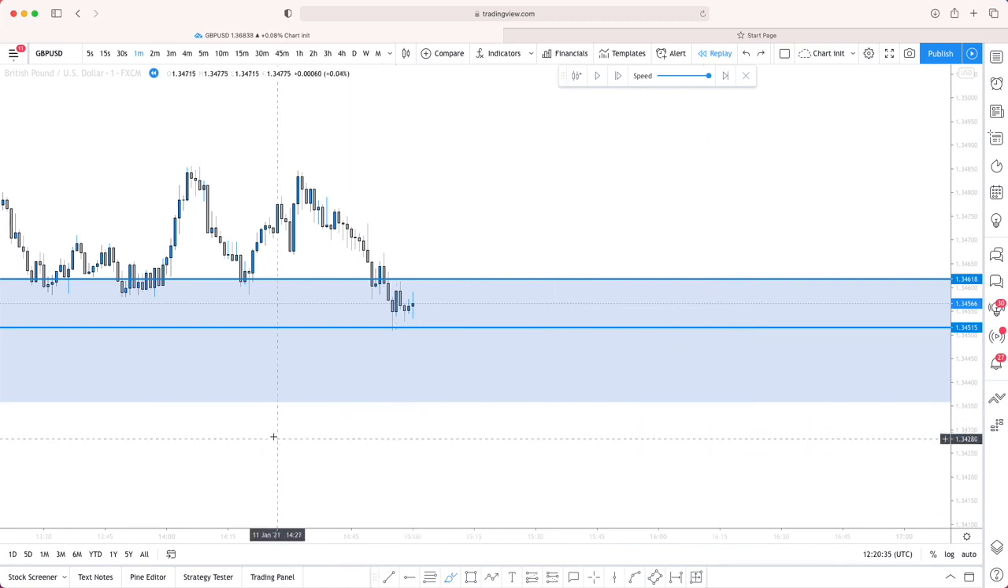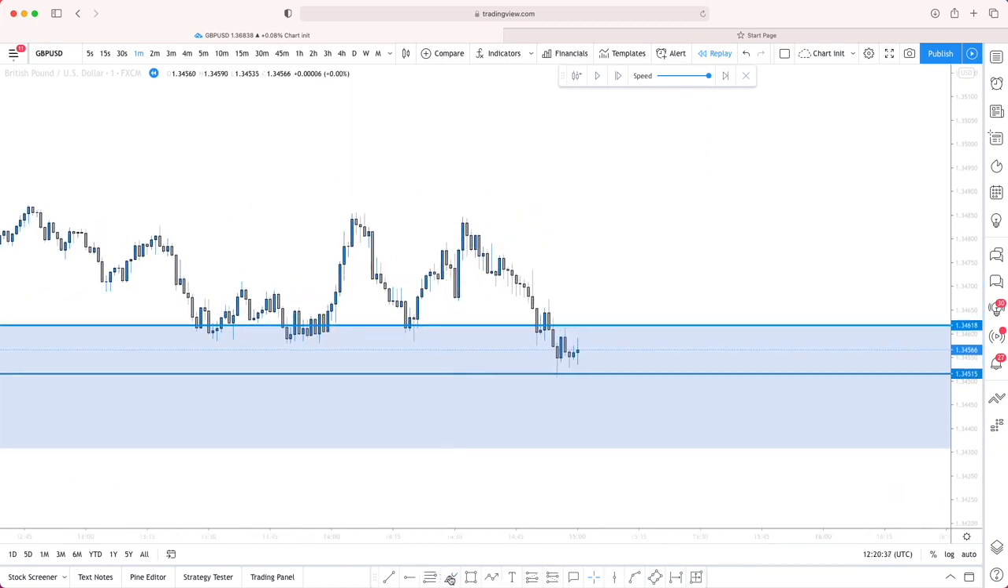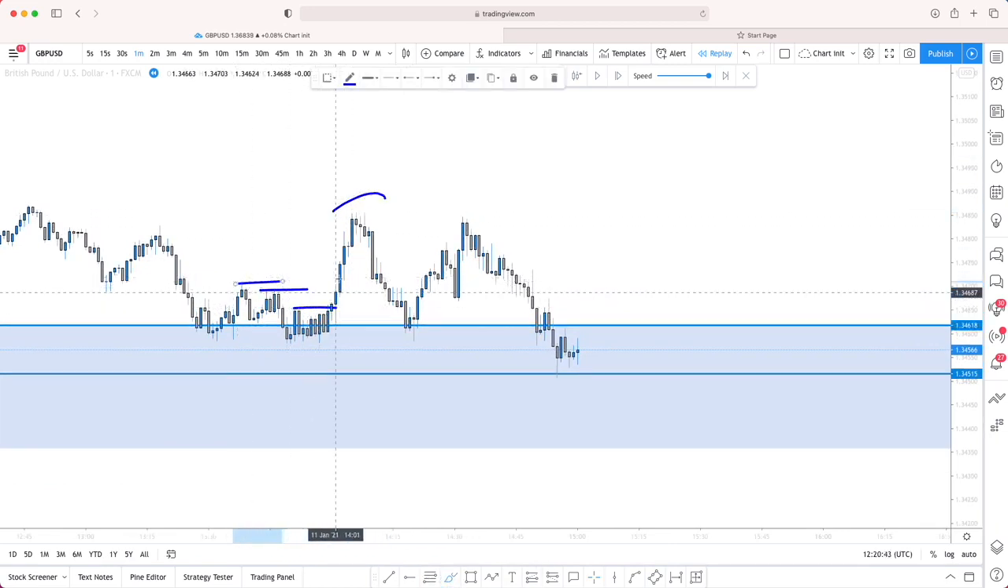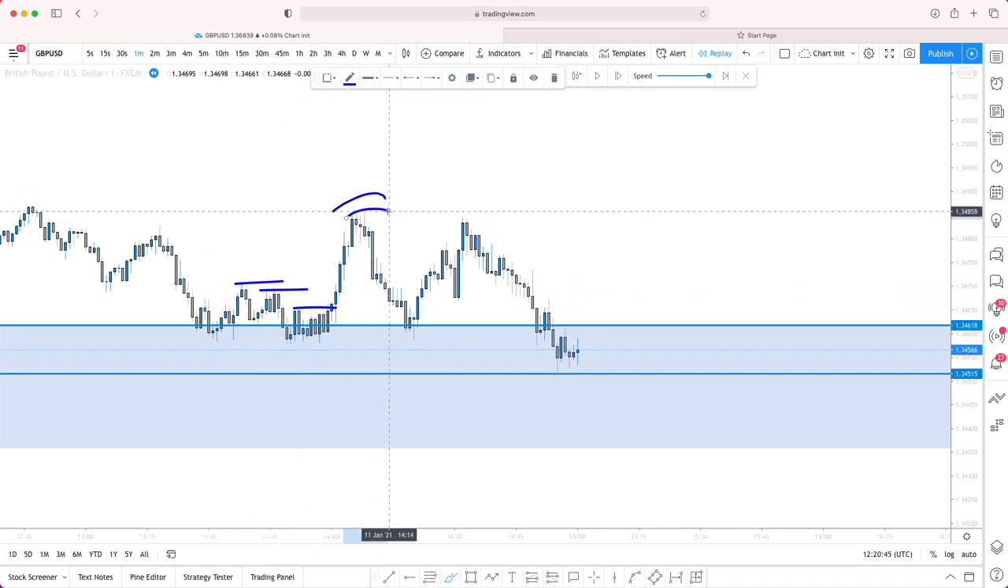So if we're thinking about it from this perspective, what can we see? Here we have this impulse, right? It clearly breaks structure, right? And yes, we can probably think that price is going bullish at this point. But is price confirmed as a bullish trend? No, because we don't have a successful retrace which breaks a structure just yet.